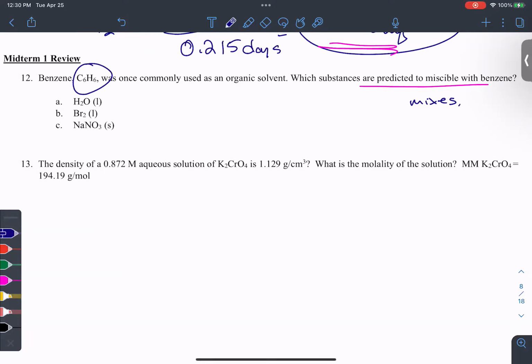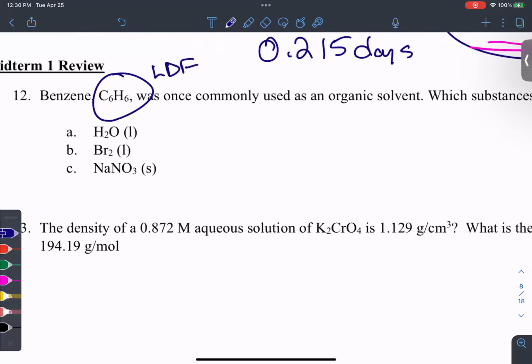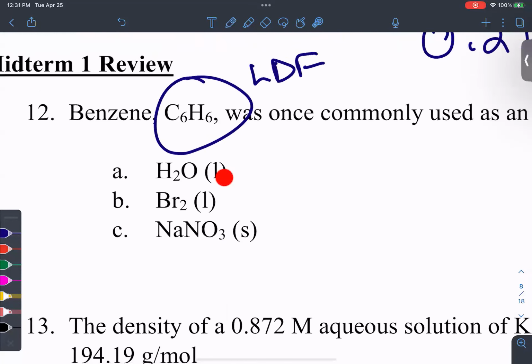All right. Okay, so benzene. What kind of IMFs are present in benzene? LDF only. Yes, because it's carbon and hydrogen. So will benzene make strong IMFs with water? No, because water, its highest IMF is hydrogen bonding. So there's an IMF mismatch.